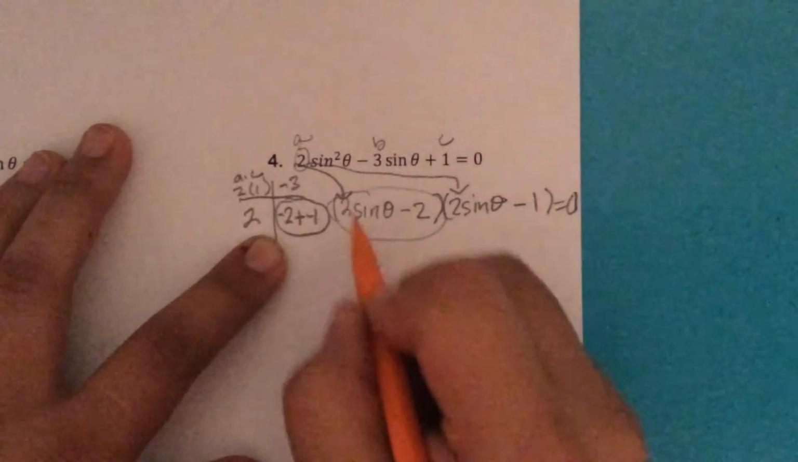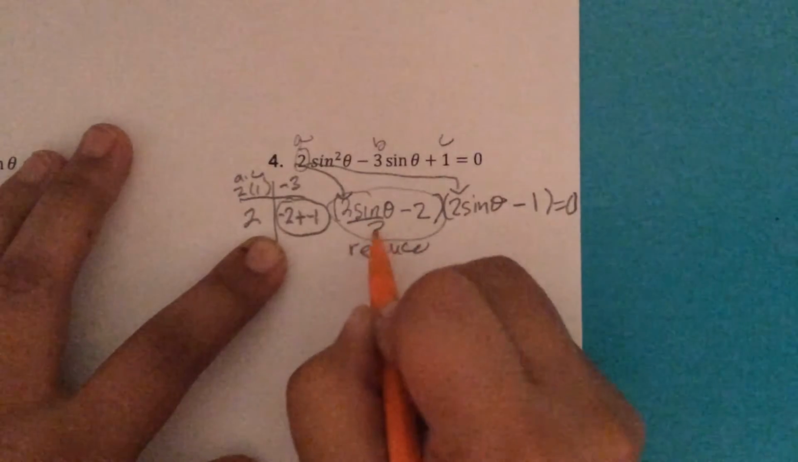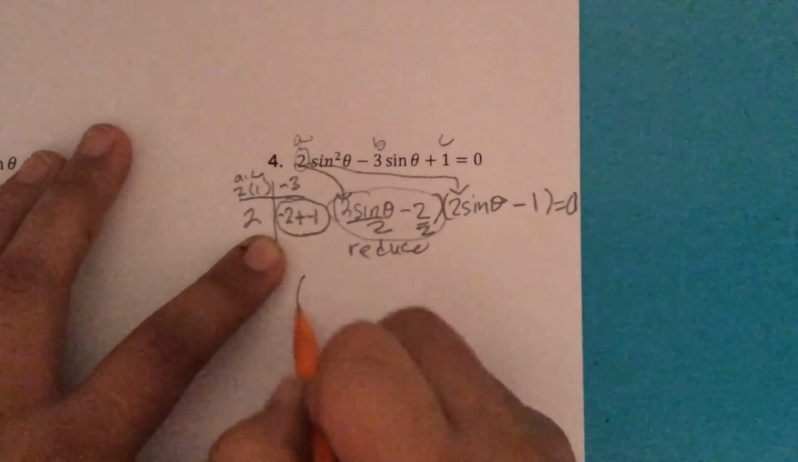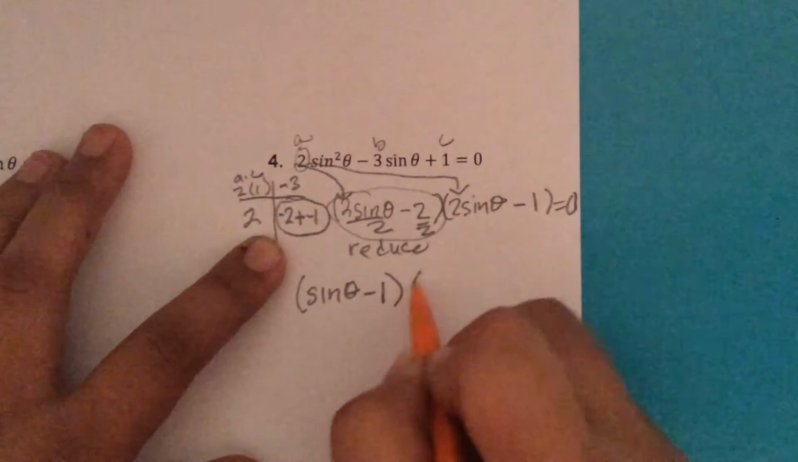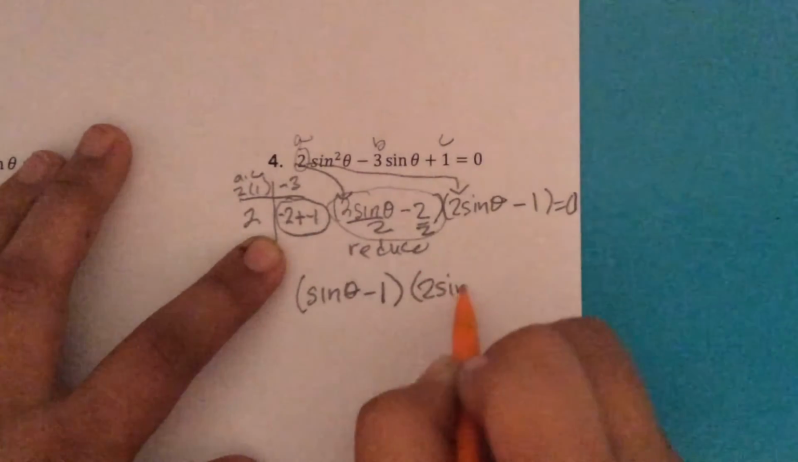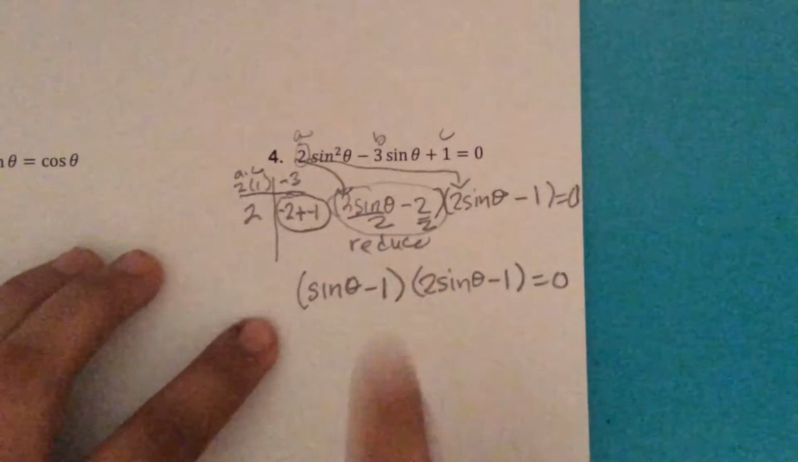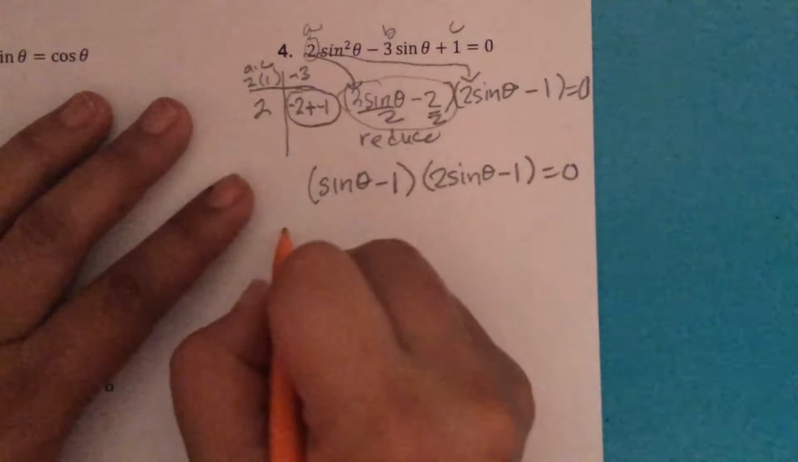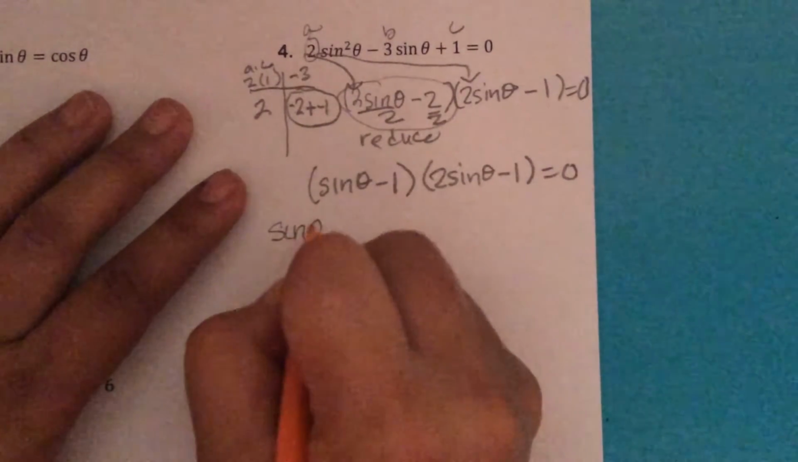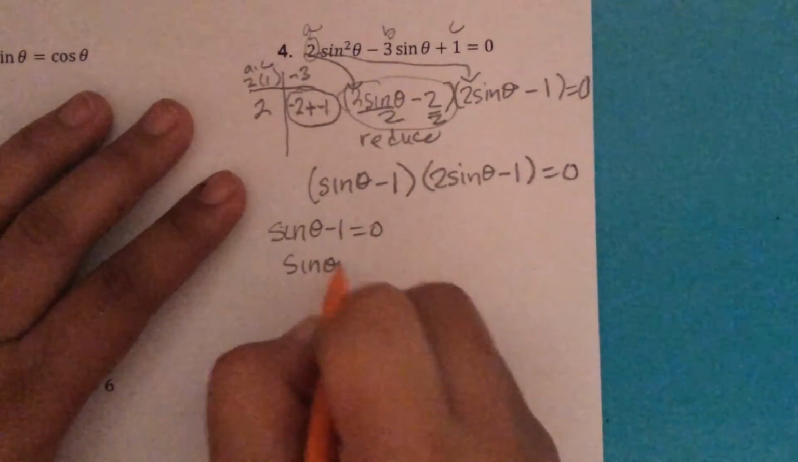Now this one you still have to reduce. What does that mean? That you're going to divide it by 2. So then that's going to be the sine of theta minus 1 times 2 sine theta minus 1 equals 0. So now that we factored it, we're going to set these two equal to 0. So we're going to have the sine of theta minus 1 equals 0. So that means sine of theta is equal to 1.